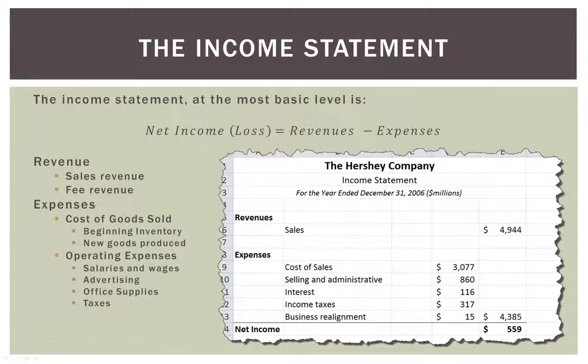So once we subtract our expenses from our revenues, or all of our costs from our sales, we are left with a net income. And in this case, Hershey is left with a net income of $559 million. So our income statement is simply revenues minus expenses.